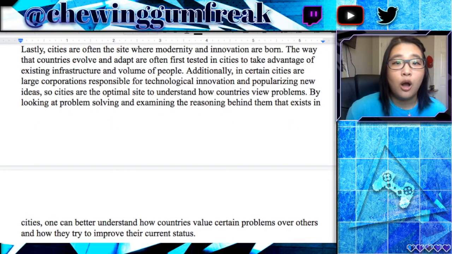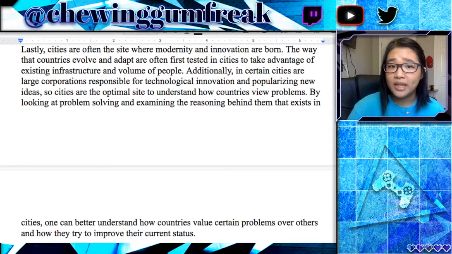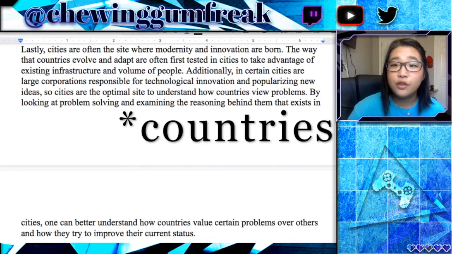Lastly, cities are often the site where modernity and innovation are born. The way that countries evolve and adapt are often first tested in cities to take advantage of existing infrastructure and volume of people. In addition, in certain cities are large corporations responsible for technological innovation and popularizing new ideas, so cities are the optimal site to understand how cities view problems.